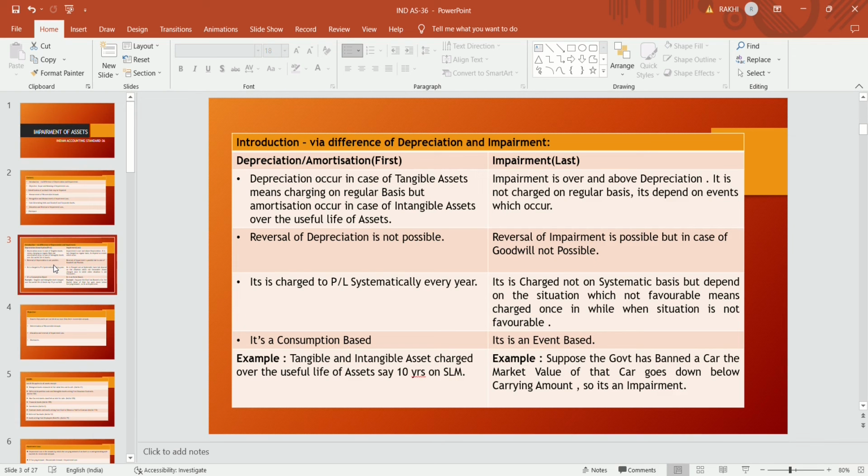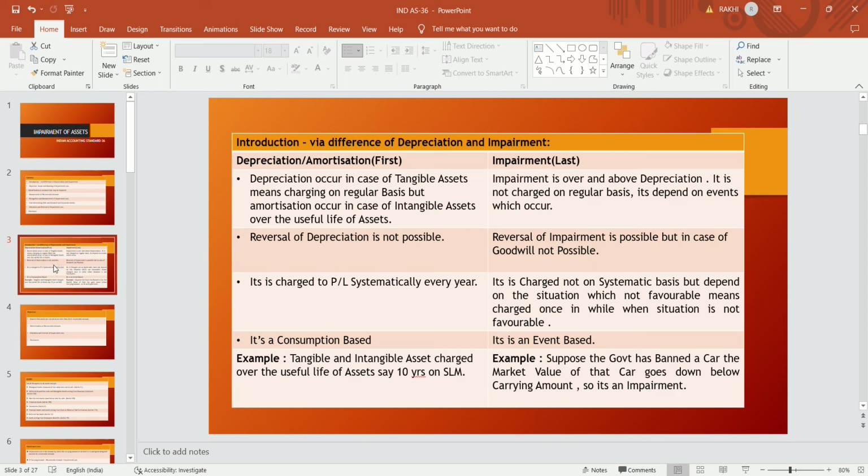In all the assets, reversal of impairment is possible. For example, suppose there is a ban on a car for 2 years, but after that the government removes the ban, so the market value of that car increases from the carrying amount. So reversal is possible in case of impairment. But once you have charged depreciation, you will not reverse that depreciation. In case of depreciation, reversal is not possible, but in case of impairment, reversal is possible.